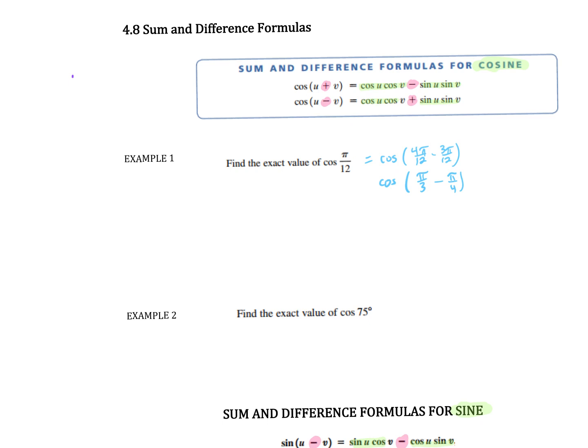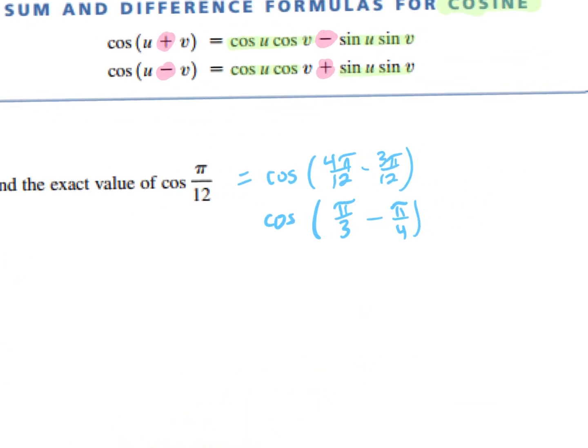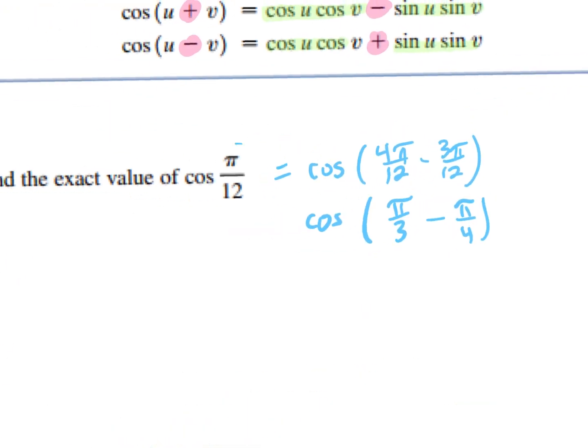Why do you do minus 3 pi over 12 again? Say that again. Why do you do minus 3 pi over 12? 4 pi over 12 minus 3 pi over 12 gives us the 1 pi over 12 that we're trying to get. Do you see that? Okay.